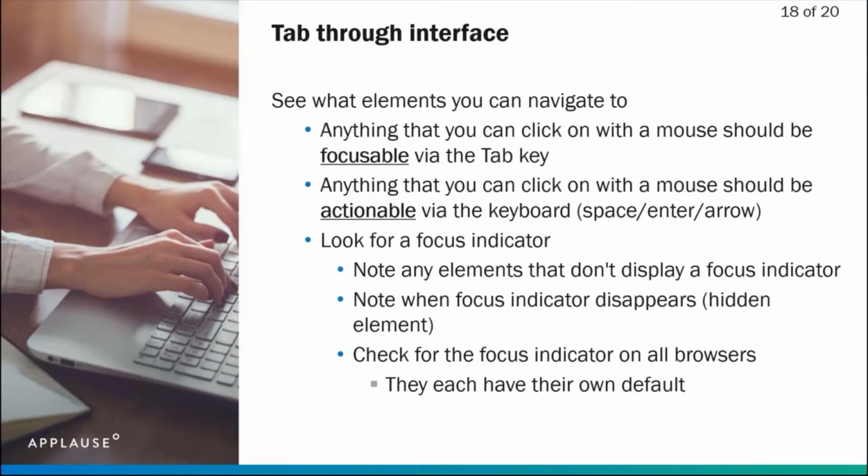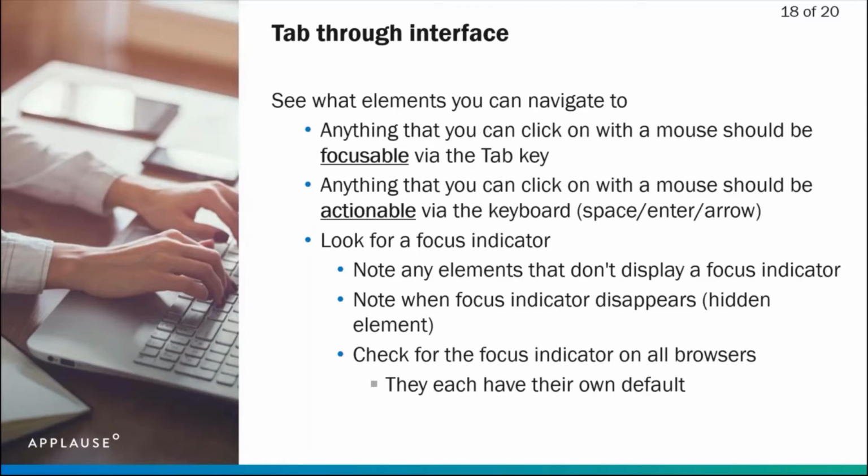All right, let's talk about a few examples here. When you're tabbing through the interface, pretty much anything that you can click on with a mouse should be both focusable and actionable with the keyboard. I should be able to put my focus on that element, tab to that element, and see that my focus is on it. There needs to be some kind of visible focus there.